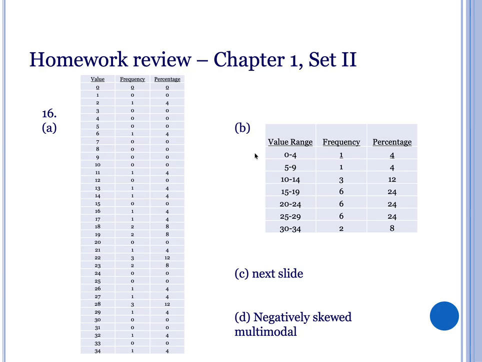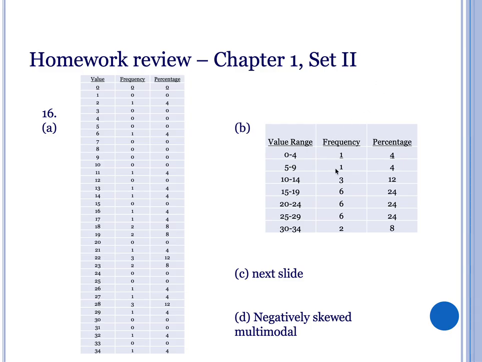Now, if you are going to make a grouped frequency table where you're looking at ranges of values, it should look like this, where once again, it tells you to, if I remember right, break them down into these ranges, right? Where you've got essentially 5 values in each range.